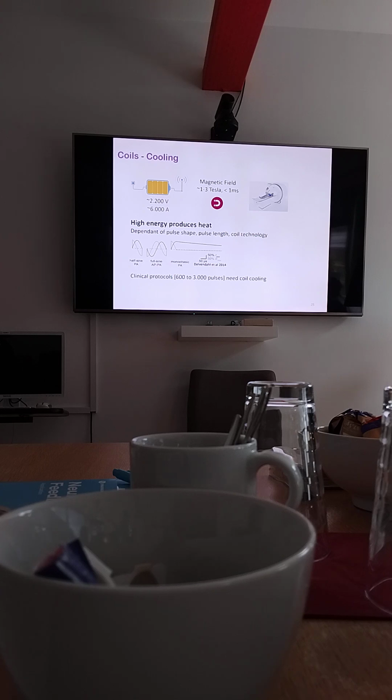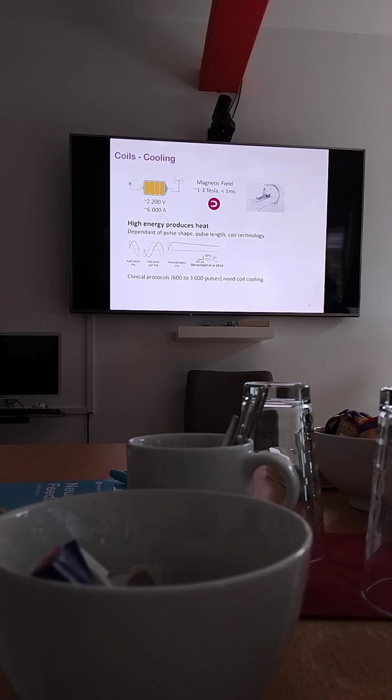How you distribute these 3,000 pulses. Either you distribute it within 30 minutes, right, or you distribute it within 3 minutes. So there is a variation of depression protocols.